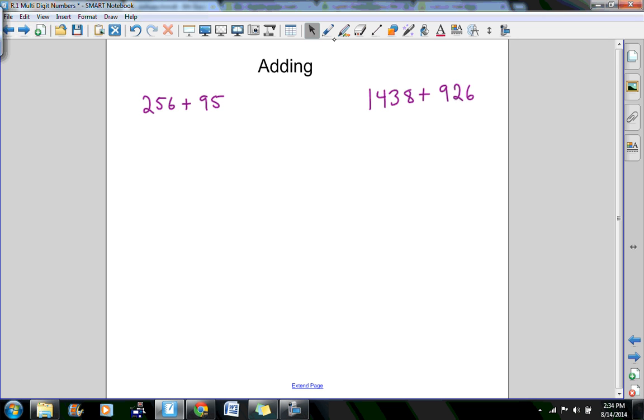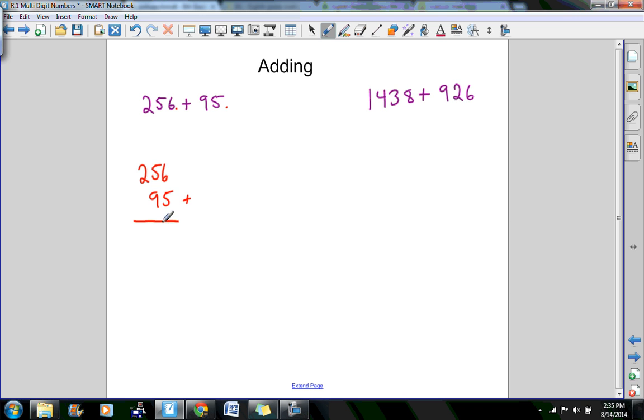In order to do this problem, we want to line up the decimal point first, which for each of these is behind. So we get 256 on the top and 95 on the bottom, making sure that the ones places line up, the tens places line up, and the hundreds places line up. Of course, there is a 0 here, so that doesn't mean anything. We are adding these two numbers together.